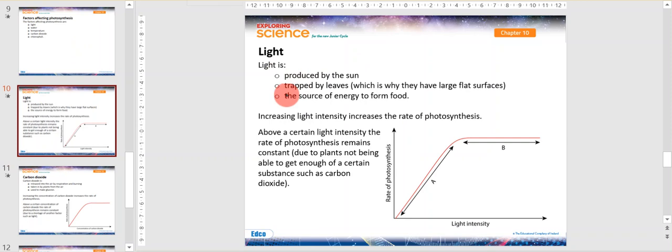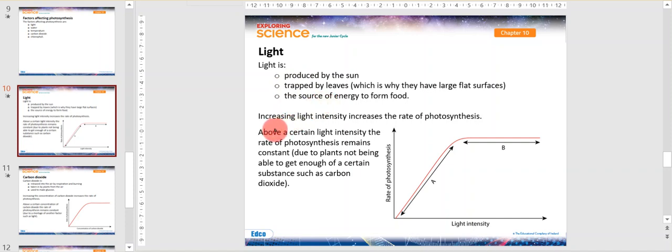So if we look at the first factor that affects photosynthesis, the amount of light that's present, light is produced by the sun. Plants get their light from the sun. It's trapped by the leaves, which is why they have large flat surfaces. The sun beams down on the earth, and the plants trap their sunlight with their leaves. That's why leaves are flat and spread out, so they can trap the light. This provides a source of energy for photosynthesis, which the plants use to make their food and also produce oxygen.